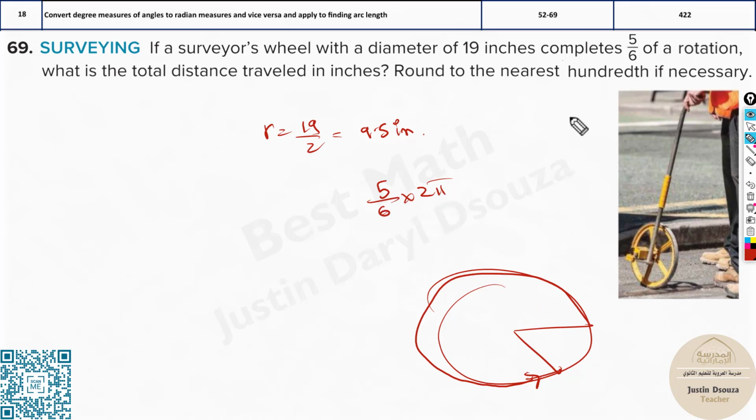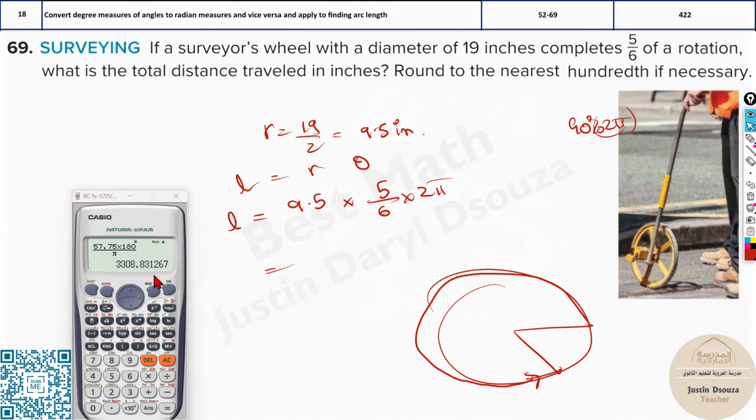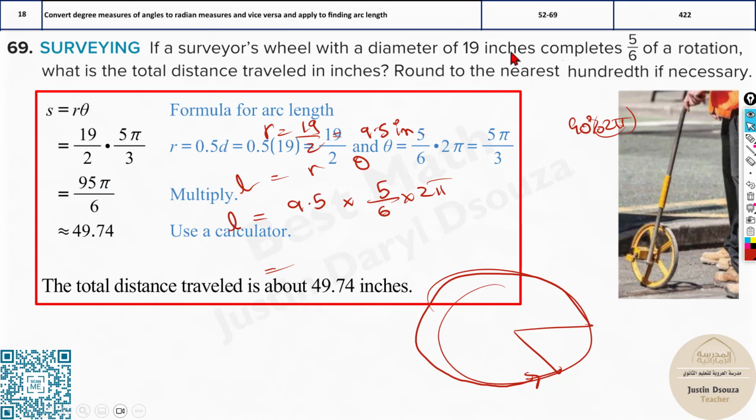Now imagine I tell you 90% of the total rotation. I'd write 90% of 2 pi, right? Same way, I have 5/6 of 2 pi multiplied by the radius 9.5, because L is given as r theta. So what is the total distance traveled? Just multiply this much, you get it. And nearest hundredth they have told. So we put in the calculator 9.5 multiplied by 5 by 6 multiplied by 2 times pi. The answer is 49.74 inches, because it's in inches.